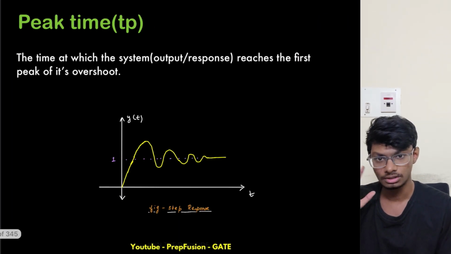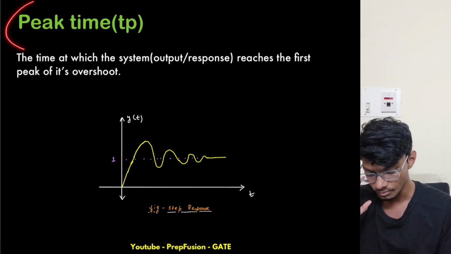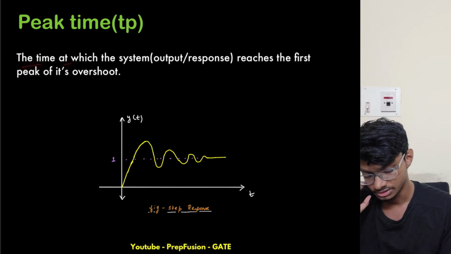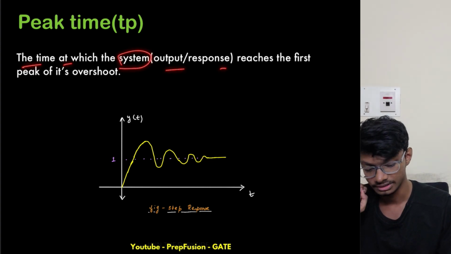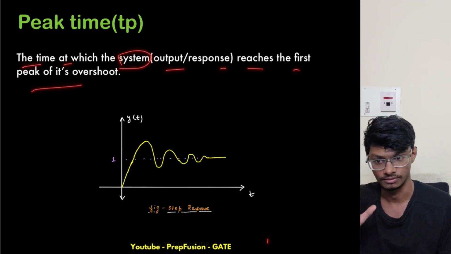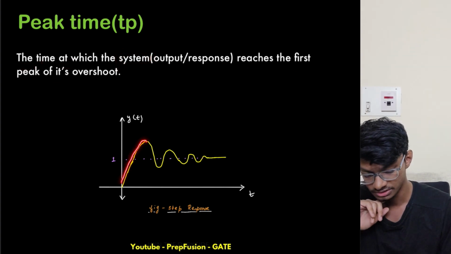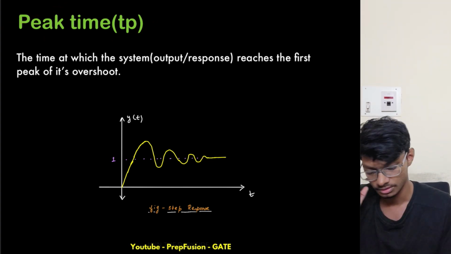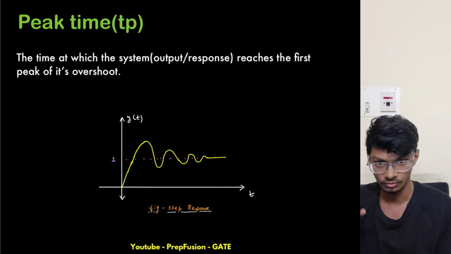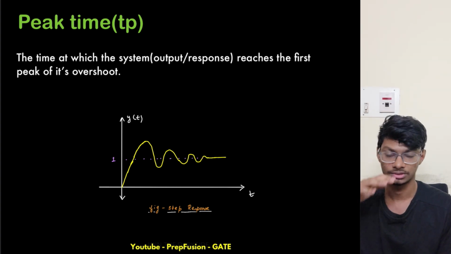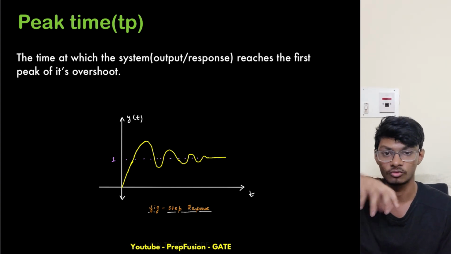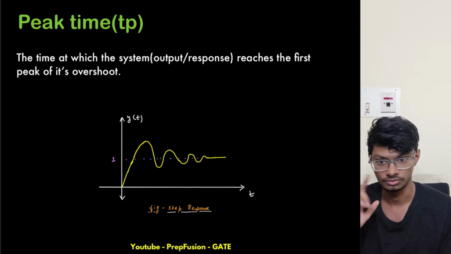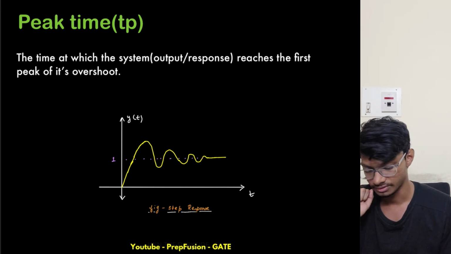Now let's go to the next definition, that is the peak time. What is basically the peak time? It is the value at which the system output response reaches the first peak of its overshoot. The name suggests itself. What do you mean by overshoot? Overshoot is basically some value more than the steady state. It is overshooting, that means it is going above its steady state. So this is my steady state value.